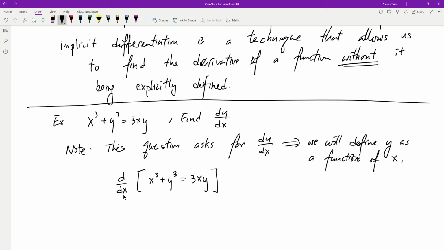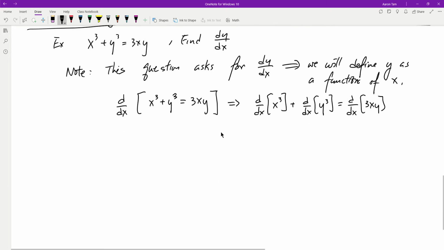Find dy over dx. Because this is our first example, kind of reviewing what happened, I'm going to try to write out as many steps as possible so you can follow along the process. So first, I'm taking the derivative with respect to x of x to the third, the derivative with respect to x of y to the third, and the derivative with respect to x of 3xy. So let's go through this. When I take the derivative of x to the third with respect to x, that's simple. That just becomes 3x squared.